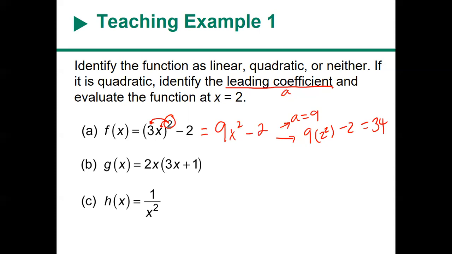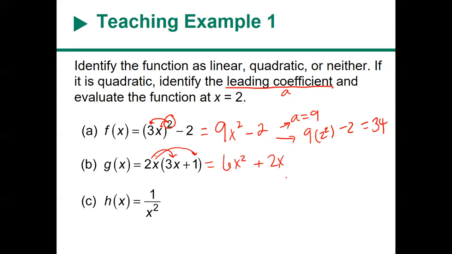All right. B, is g of x a quadratic? Yes. I got a yes. Any other yeses? And why do you say yes? Because when I distribute that 2x, it's going to become a square. So exactly. So we have 6x squared plus 2x.